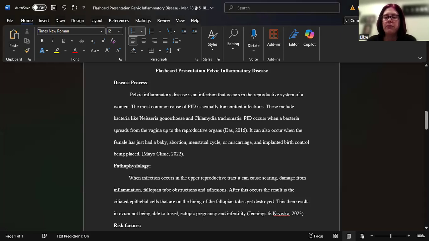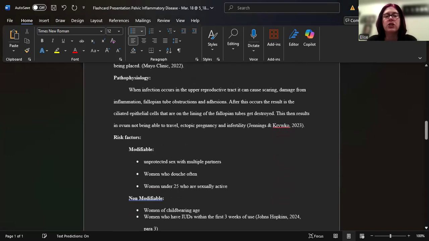For the pathophysiology, when infection occurs in the reproductive organs and tract, it does cause scarring, inflammation that causes damage, and also adhesions and obstructions in the fallopian tube. The result of this is that the ciliated epithelial cells of the fallopian tubes get destroyed, and this results in an ovum not being able to travel to its destination, and it causes infertility.